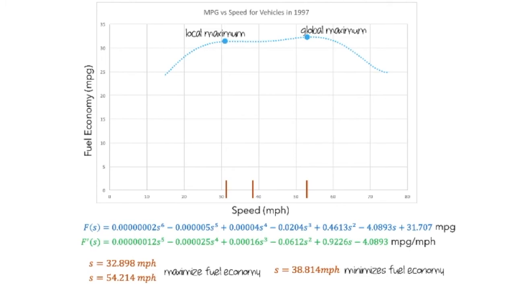We can see this in the graph because the global maximum occurs where the graph of fuel economy achieves its largest y value, the peak value. Similarly, a speed of 38.814 gives us a local minimum, its smallest value of fuel economy for a small range of speeds. But just looking at the critical points doesn't tell us the global minimum. We have to also look at the endpoints of the domain by finding the point on the graph with the smallest y value. We can see that the left endpoint will give us the global minimum.